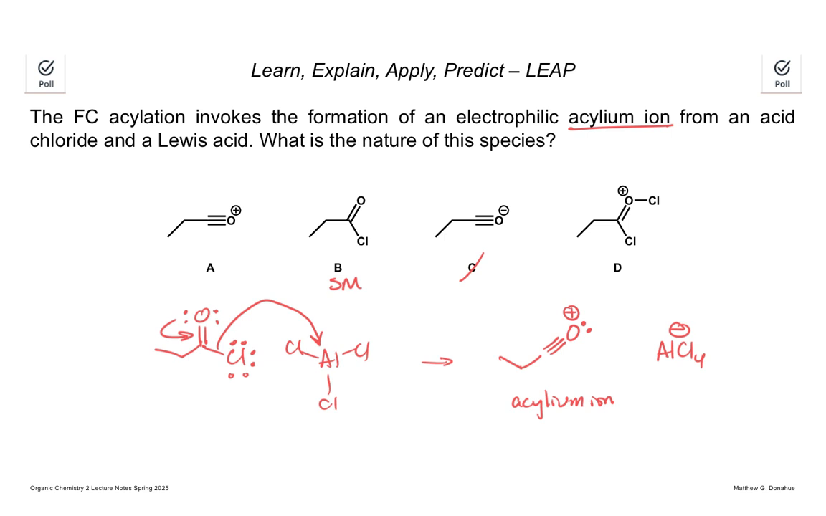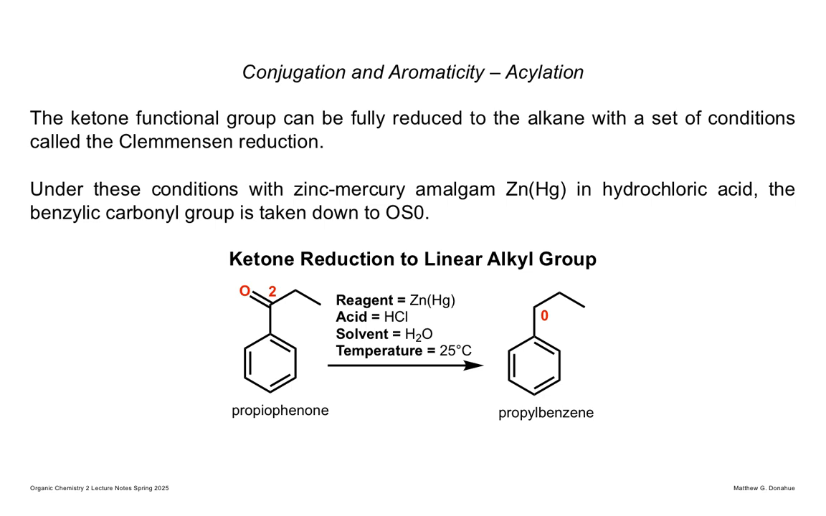And so the same electrophilic aromatic substitution mechanism happens. The benzene ring attacks that. You then do elimination of the H to restore your aromatic stability. And the thing to remember is that the carbon that's now bonded to the ring is a ketone, oxidation state 2. We can use the resonance argument to understand why a ketone is a metadirector.